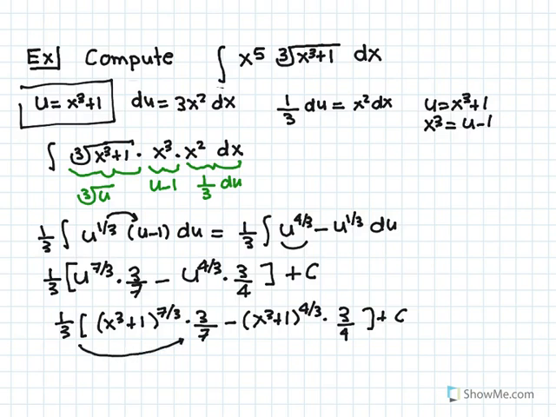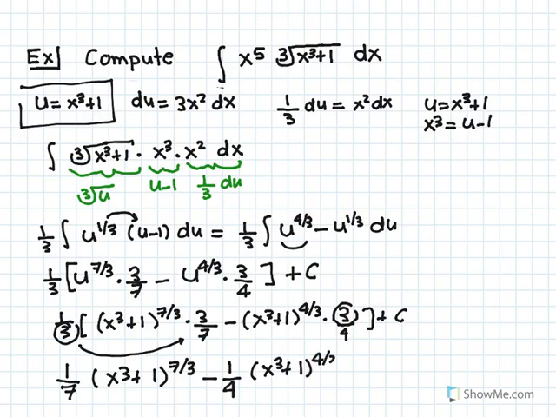We can now simplify a little bit. 1/3 times 3 over 7, the 3's cancel out, and we're going to get 1 over 7 times x cubed plus 1 to the 7/3, minus, and 1/3, this 3 cancels with this 3 here. We're going to get minus 1/4 times x cubed plus 1 to the 4/3, plus c. This is the answer to the integral.